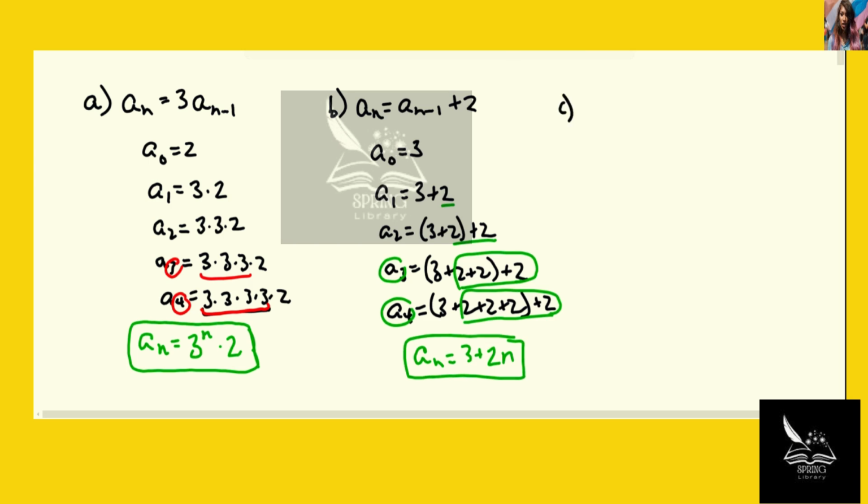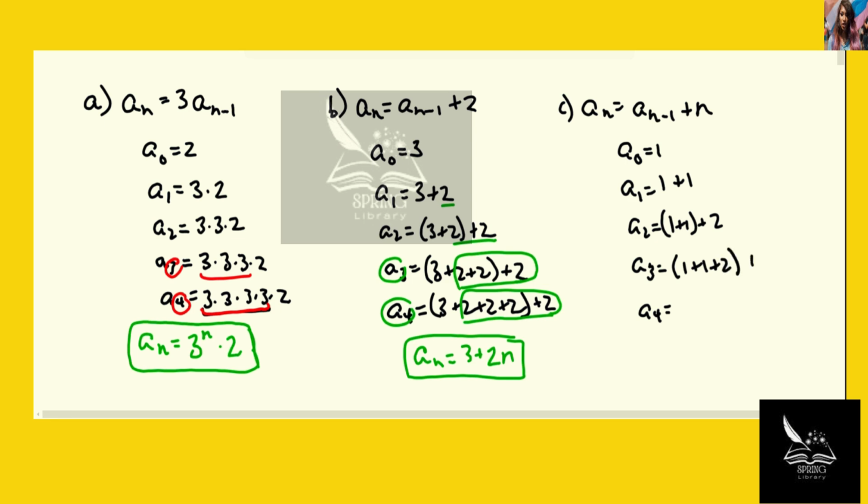Okay, next. I have a sub n equals a sub n minus 1 plus n. And in this case, we are starting with a sub 0 equals 1. So let's put out a few terms here. Okay, a sub 1, I take the prior term plus n. Okay, a sub 2, I take the prior term plus n. Prior term plus n, prior term plus n.